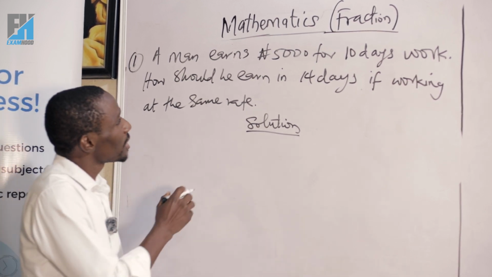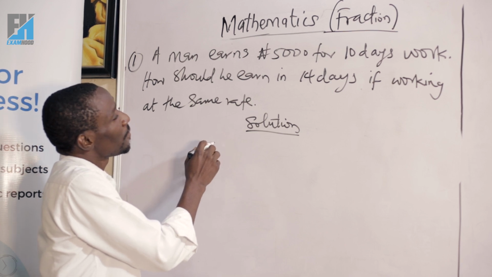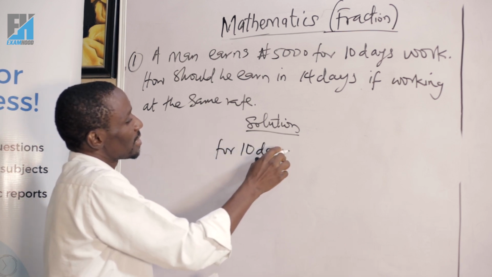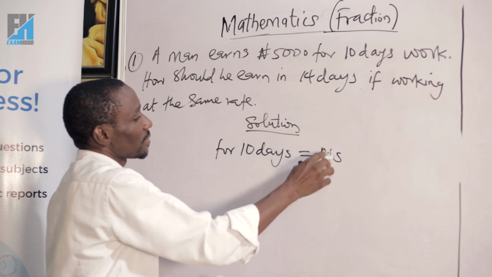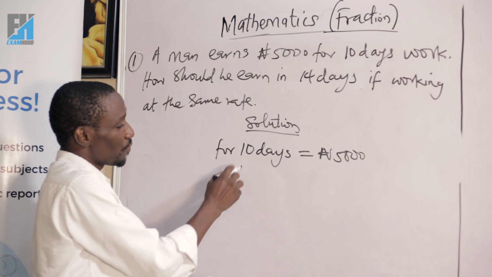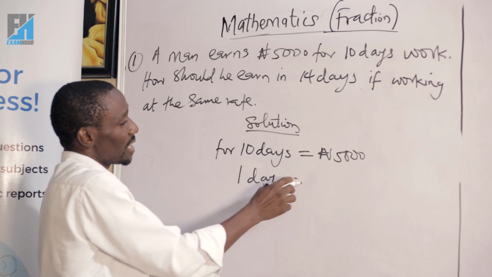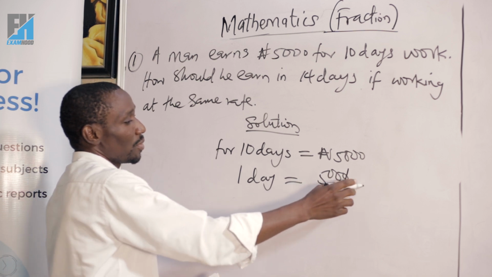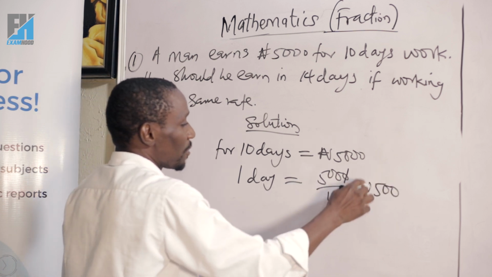So for 10 days, he earns 5,000. So for one day, he will earn less. For one day's work, he will earn 5,000 over 10. Zero cancels zero. So for one day, he's going to earn 500 naira.